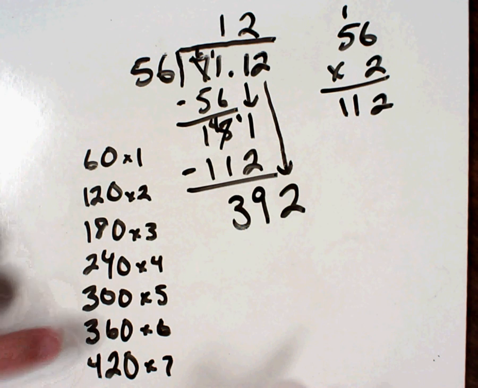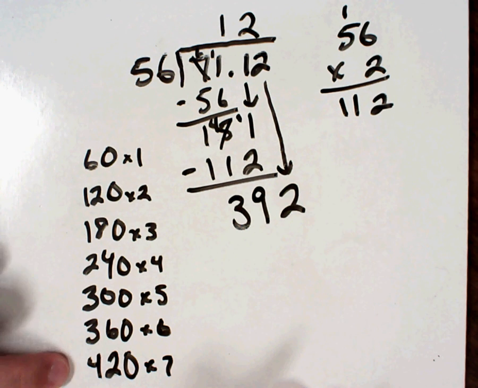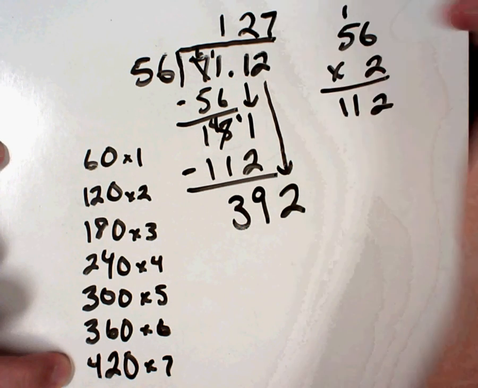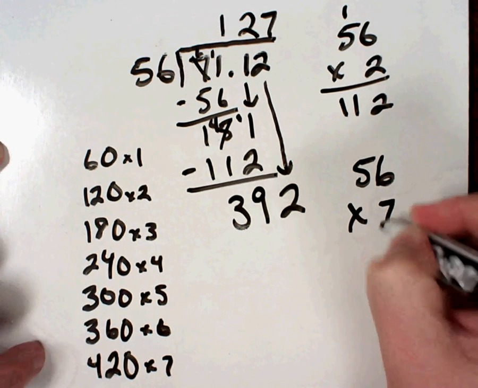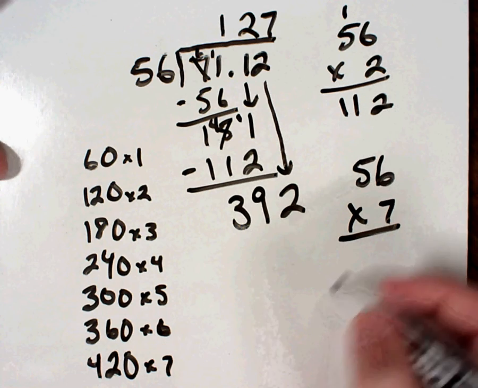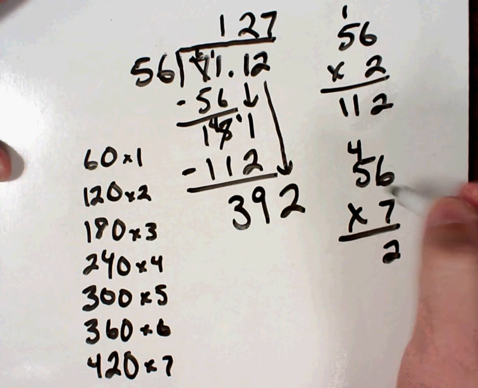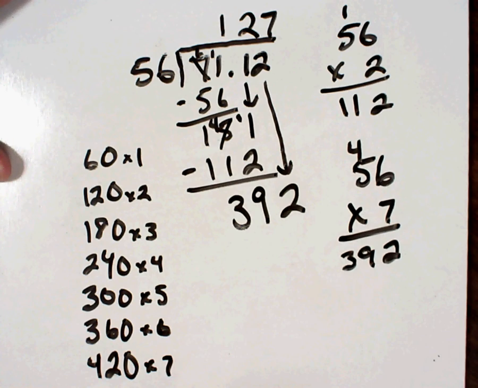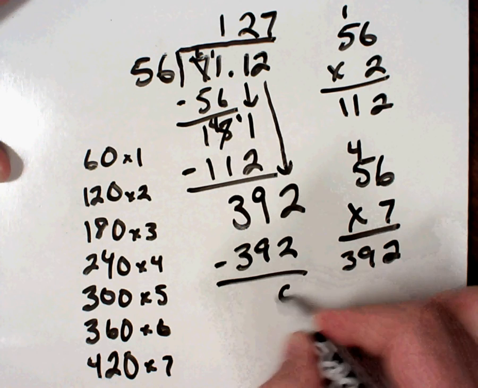So 6 might be a good choice, but since we know we're going to get a whole number answer, let's go up and try 7. So let's just try 7. We can always erase it if it's not correct. So let's multiply 56 by 7 and see what we get. All right, so 6 times 7 gives me 42. Carry my 4. 7 times 5 is 35. Plus 4 is 39. So we do get 392. So I get 0 remainder.